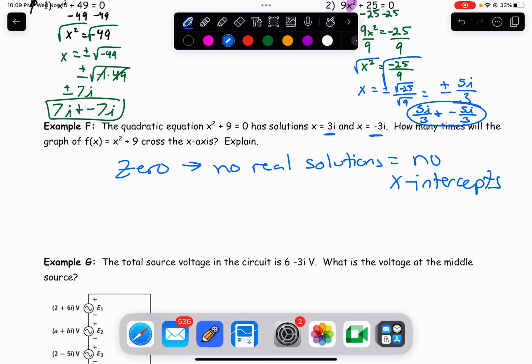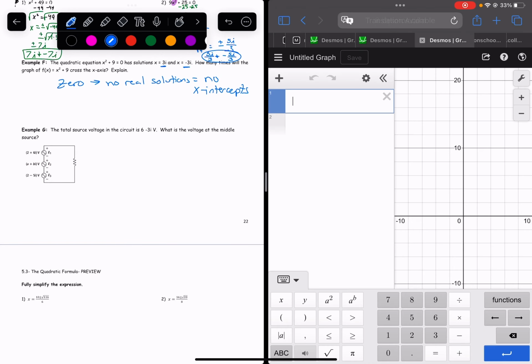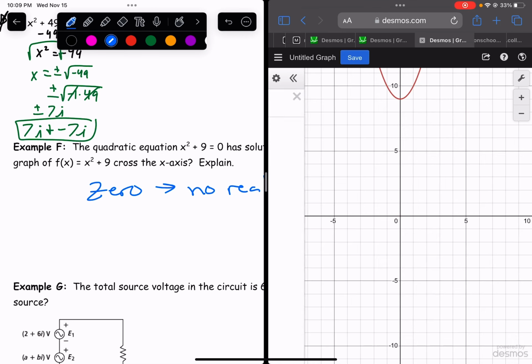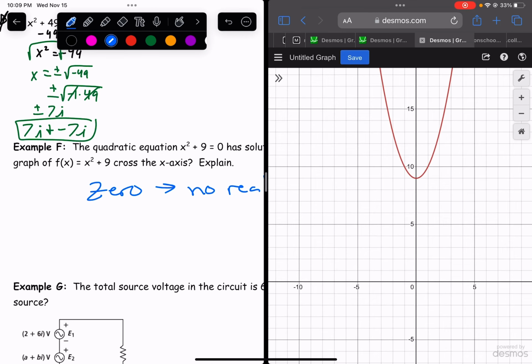And we can go ahead and graph this on Desmos to see what this graph actually looks like. So you can make sure I'm not lying to you. So we've got x squared plus 9. And you can see that this quadratic has 0 real solutions. It doesn't go through the x-axis at all. We don't have any x-intercepts, which is why it has imaginary solutions.